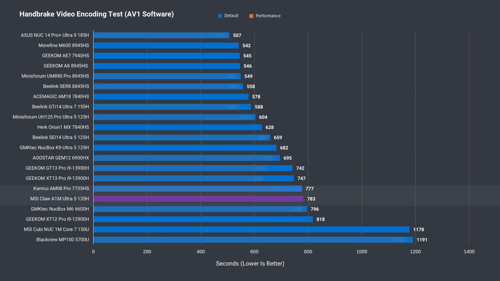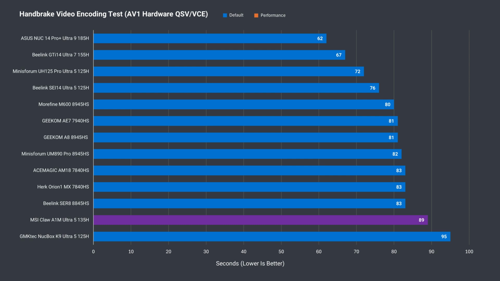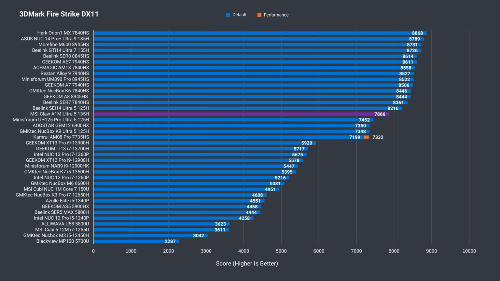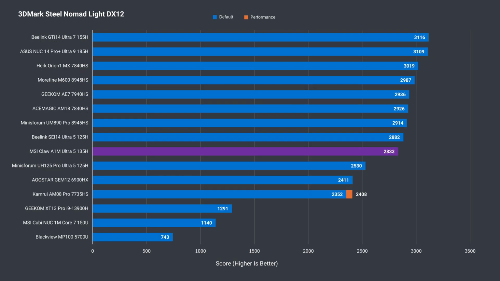AV1 encoding, a similar deal. And AV1 hardware encoding isn't anything amazing, but it did beat one of the mini PCs tested so far. 3D Mark scores are pretty good in both DX11 and DX12 benchmarks, but as always, Intel performs better in the benchmarks than in actual games. Here's the latest Steel Nomad DX12 result.